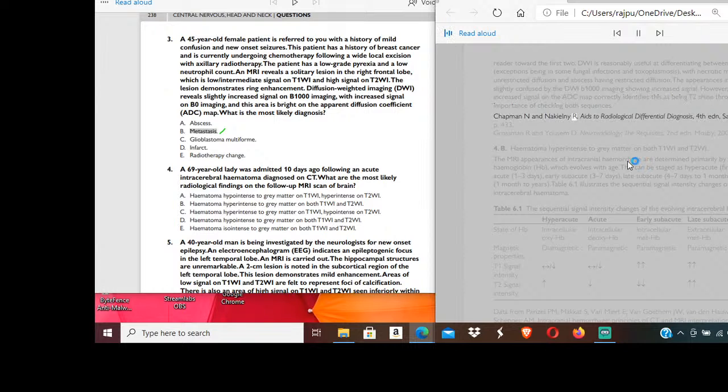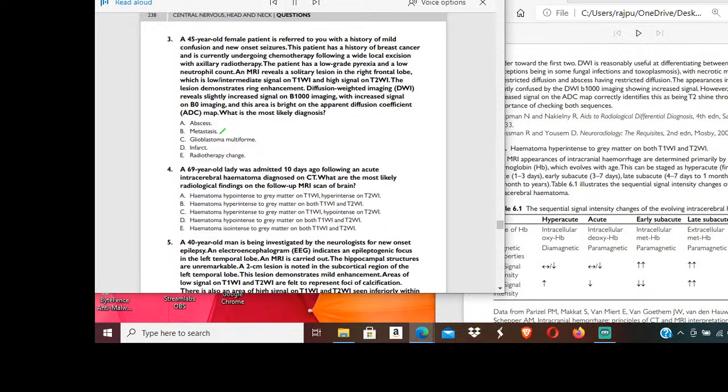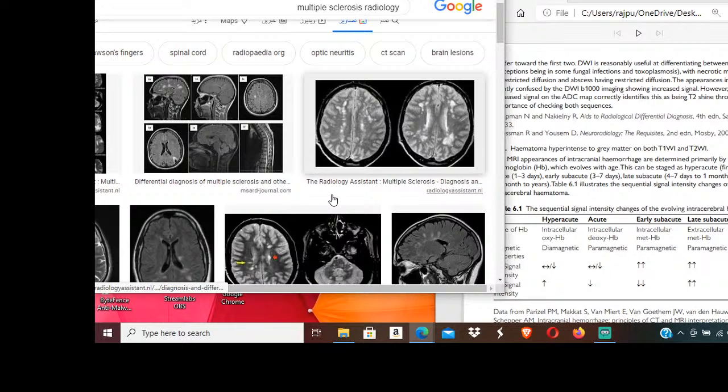Chapman N. and Nakielny R. Aids to Radiological Differential Diagnosis, 4th ed. Saunders, 2003, p. 433. Grossman R. and Yousem D. Neuroradiology, The Requisites, 2nd ed. Mosby, 2003. Options: B. Metastasis. C. Glioblastoma multiforme. D. Infarct. E. Radiotherapy change.